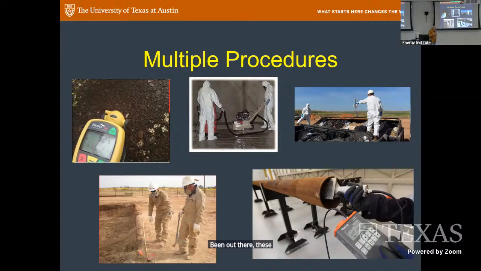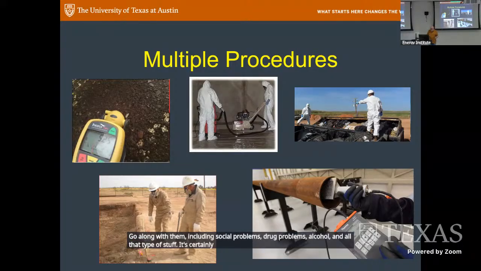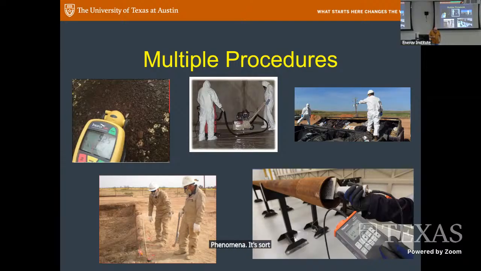These are people who work out there, and of course, there's a socioeconomic problem which happens when the price of oil goes up. Everyone has a job. Price of oil goes down. People are laid off very, very quickly, and all the other types of problems which go along with them, including social problems, drug problems, alcohol, and all that type of stuff. It's certainly a very well known phenomenon. It's sort of like the fishermen out on the east coast of Canada. They're really very busy in the summer and in the winter, well, they don't do too much and get all types of problems as well.